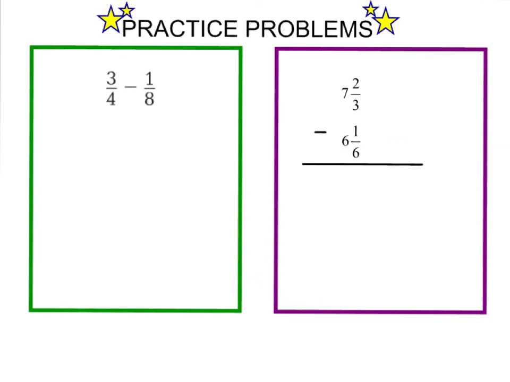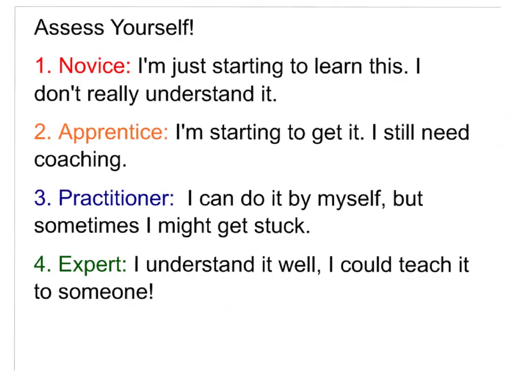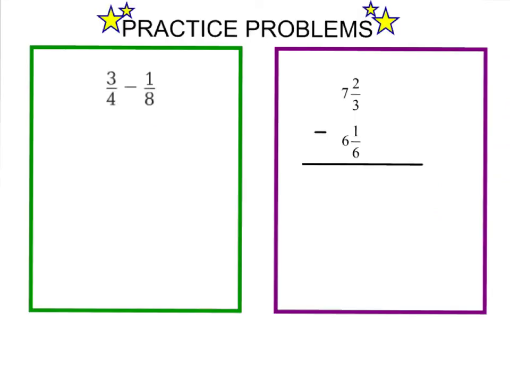Okay, here are your homework problems for tonight. 3/4 minus 1/8 and 7 2/3 minus 6 1/6. Go ahead and work these out in your homework section of your notes. And when you get done with that, you need to assess yourself. Make sure you're telling me whether you feel like you're a novice, apprentice, practitioner, or expert. Here are the homework problems again.